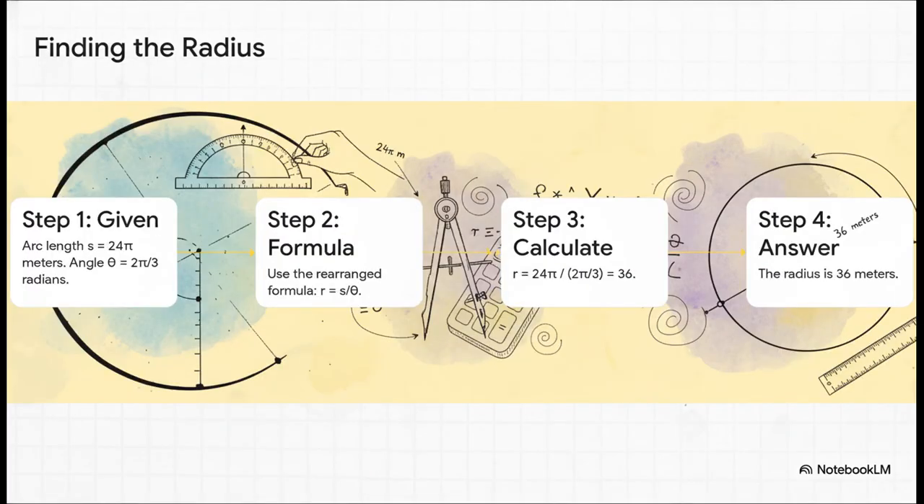So what if we've got it the other way around? What if we know the length of the curve and we need to find out how big the circle is? No problem. Here, the arc length is 24 pi meters and the angle is 2 pi over 3 radians. We just use our rearranged formula. r equals s divided by theta. We plug in the numbers, do the math, and boom, the radius is exactly 36 meters.